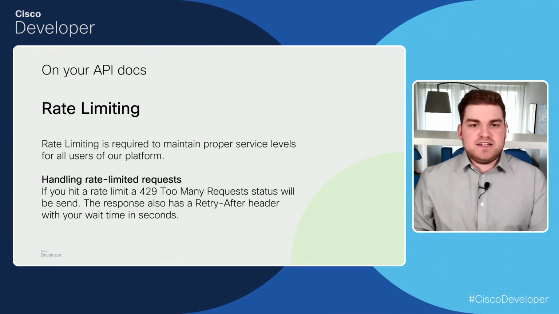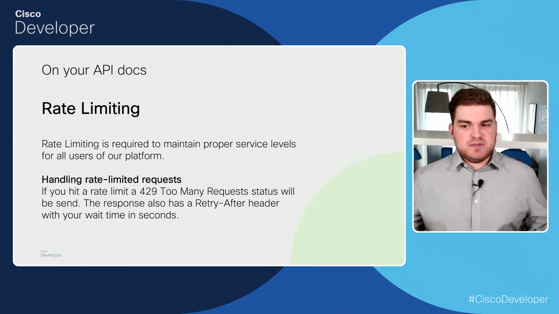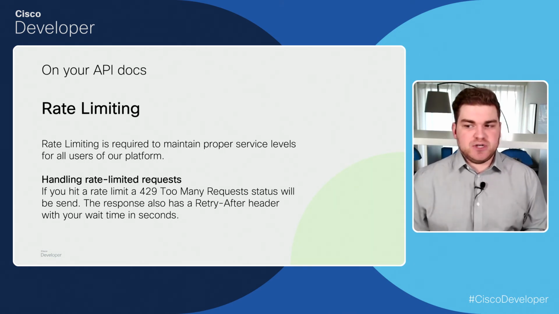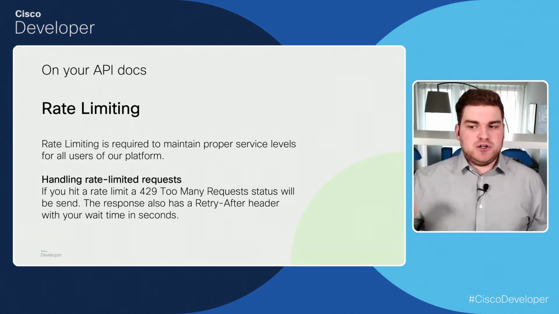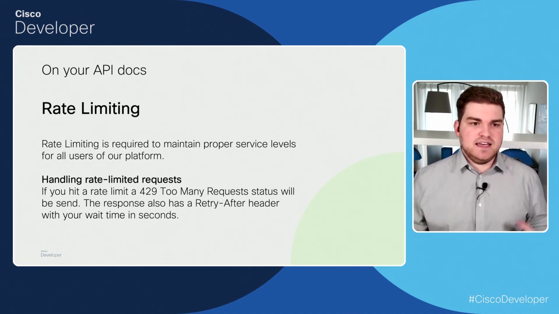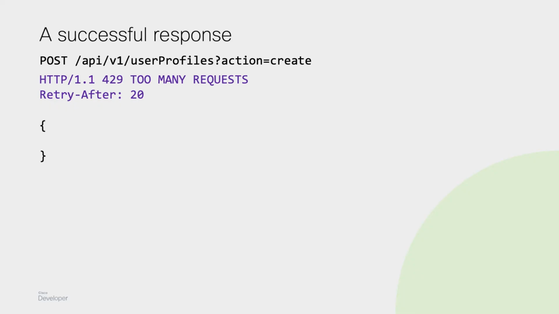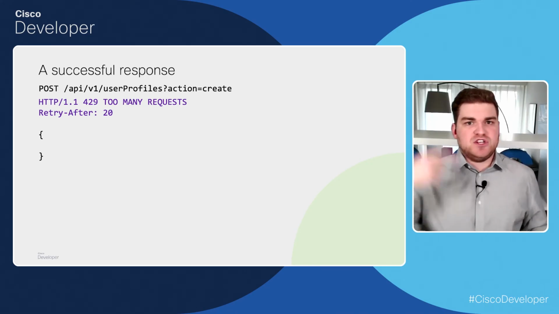So you might have something like this in your docs, where you say, hey, we need rate limits to ensure a proper service level. And we're going to handle rate limiting requests by sending you a 429 Too Many Requests response when you're exceeding your rate limit. And in that response, you're going to get a Retry-After header, which is going to tell you how much time to wait in seconds. So a response might look like this: 429 Too Many Requests, and a Retry-After header. And this is quite easy to use, because now we know how long we can wait, and we know that we have to retry the request.